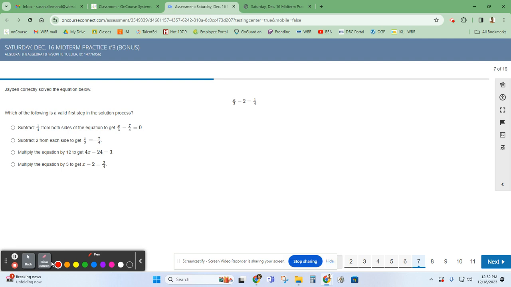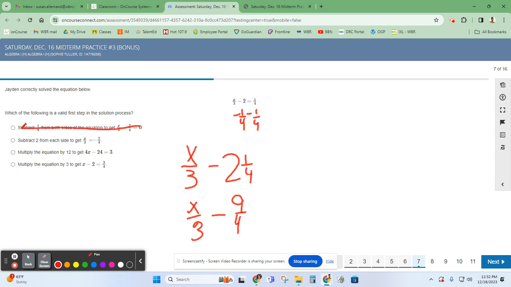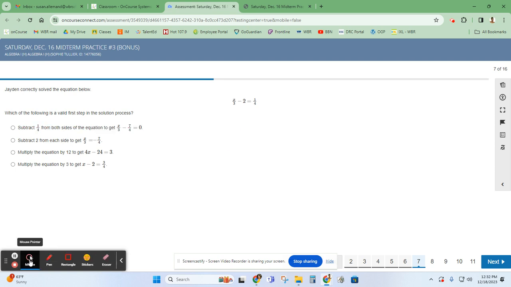All right. So what they're saying with this one is if I subtract 1/4 from both sides, I still have my 3, that this will be -2 and 1/4, which is the same as 9/4. All right. So that's not what they did. Let's see. They did not subtract 2 from each side. They should add 2, so that won't be it either.